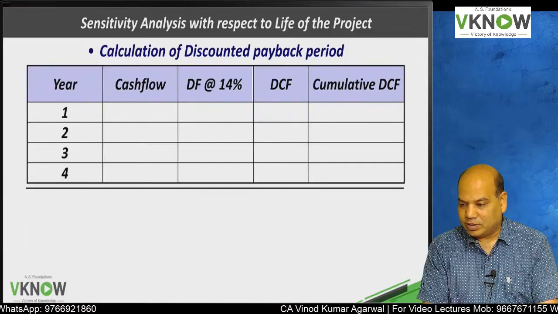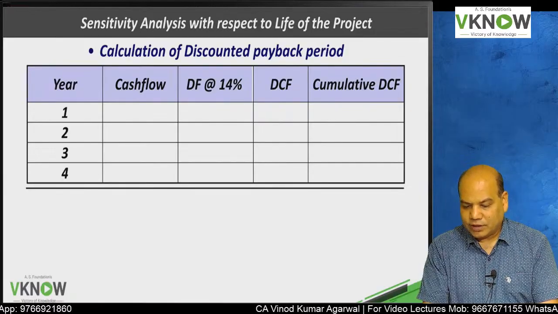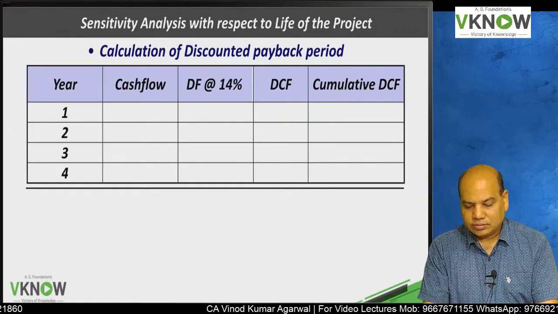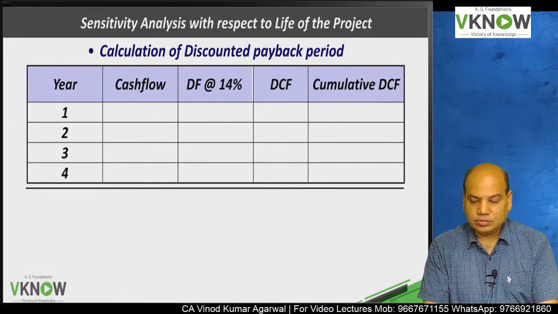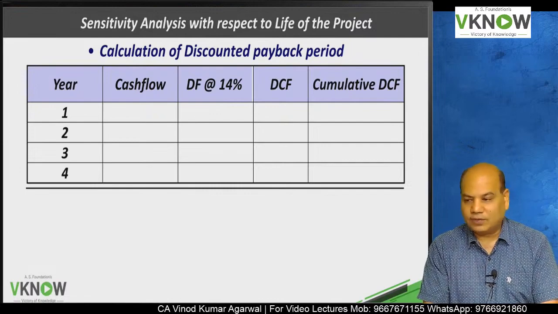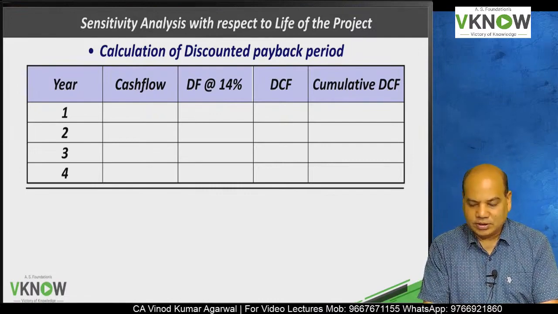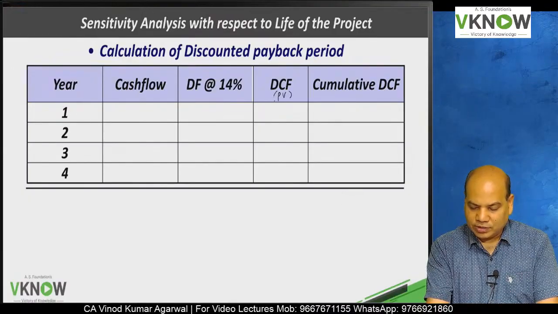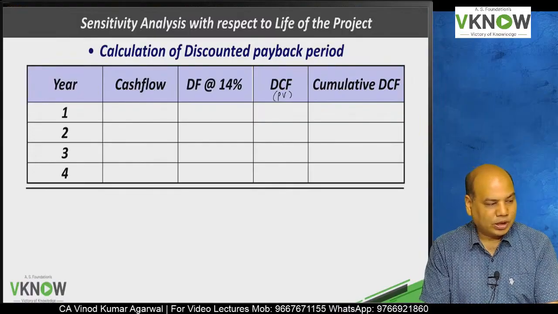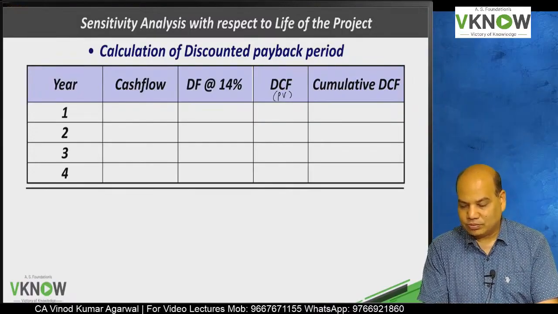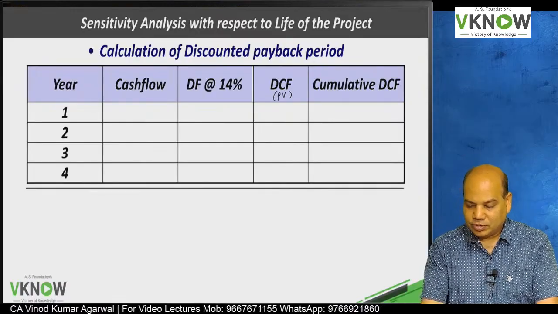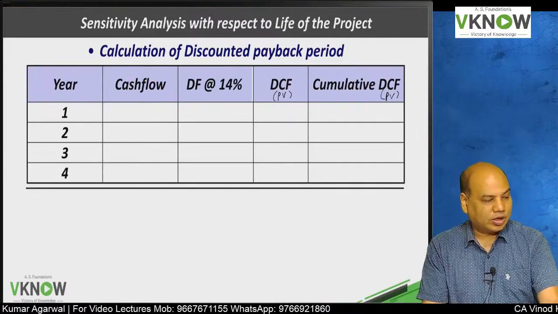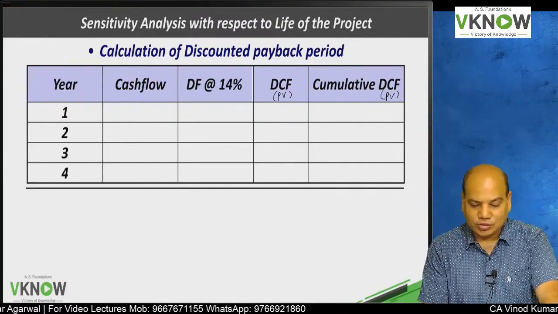Calculation of discounted payback period. For this we will draw 5 columns. First column year, second cash flow, third column discounting factor at 14%, fourth column discounted cash flow, or you can write present value, and the last column cumulative discounted cash flow, or cumulative PV. I hope you are now able to recollect something like this you have studied.